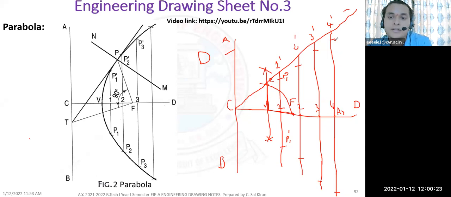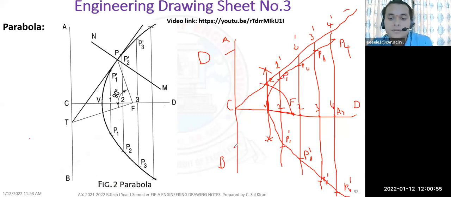Then I have to join all these points. This is P1, P2, this is P3, this is P4. I'm joining this one. Same thing, this is P4 dash, this is P3 dash, this is P2 dash. So I'm joining all this curve with a single stroke. Don't lift your pencil. With a single stroke, join all the points. If you lift the pencil, you will get some error. So make sure that you are not getting that error. Then you will get the required parabola.